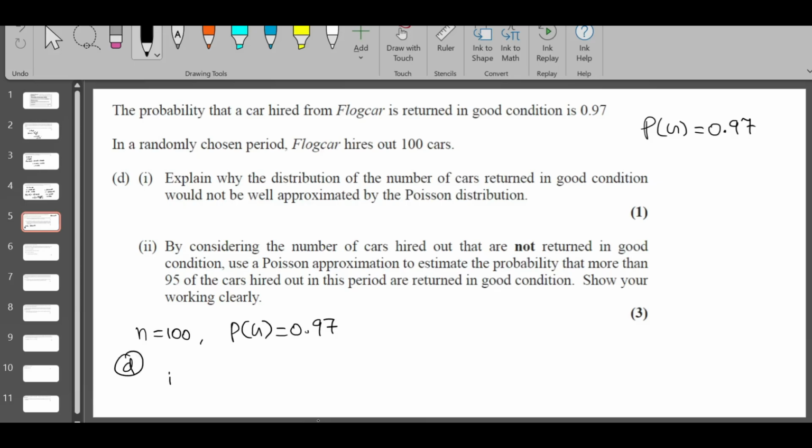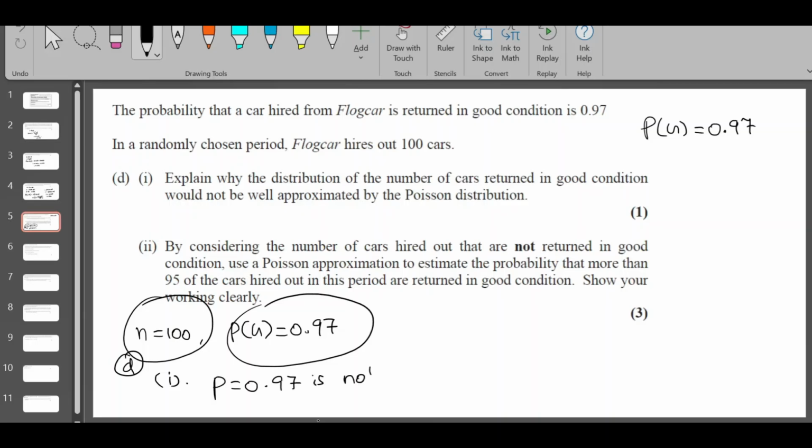Part D i. Explain why the distribution of the number of cars returned in good condition would not be well approximated by a Poisson distribution. We apply a Poisson approximation if n is large and p is small, but here p is equal to 0.97, which is not small. Usually if it's less than 0.1 we consider it as small, around that value, but 0.97 is not small.